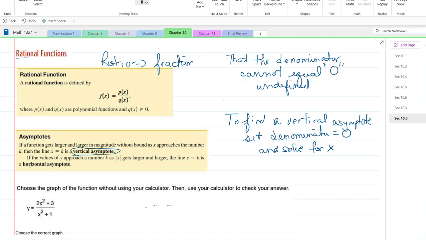That gives you that vertical line where x equals that value. All right. If the value of y approaches a number k, as the absolute value of x gets larger and larger, then y equals k is called a horizontal asymptote.